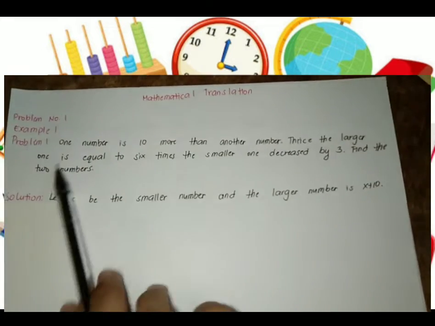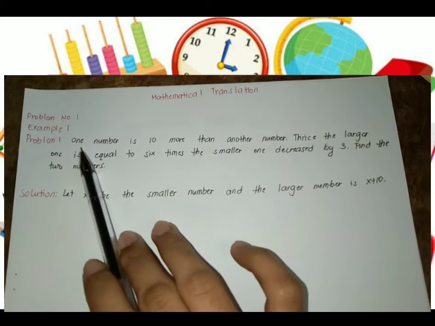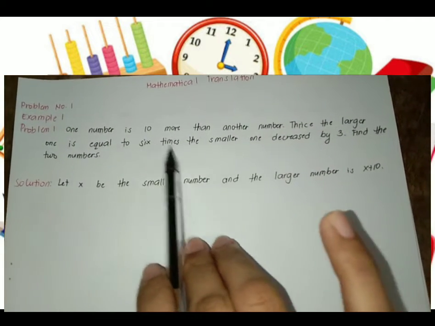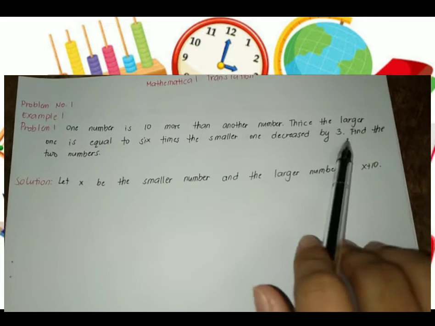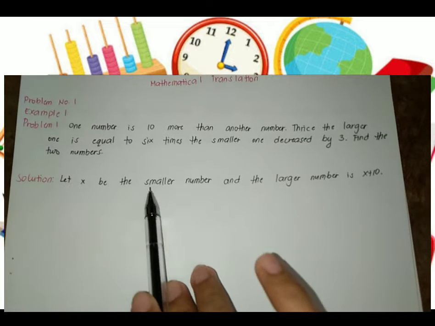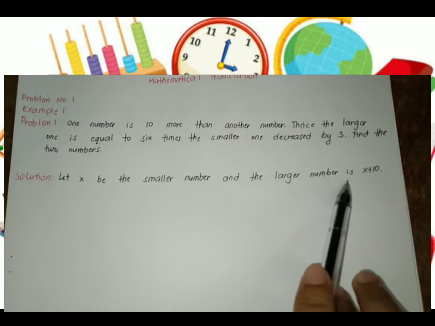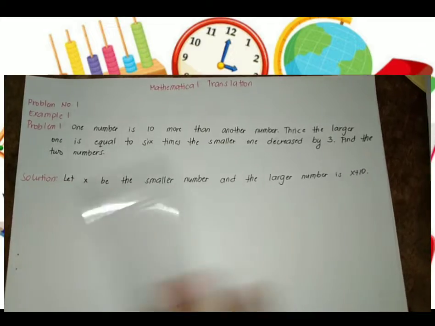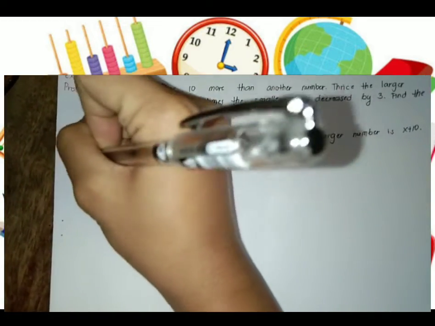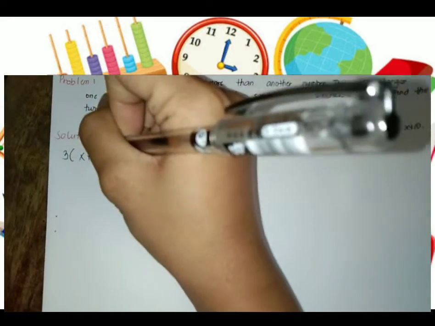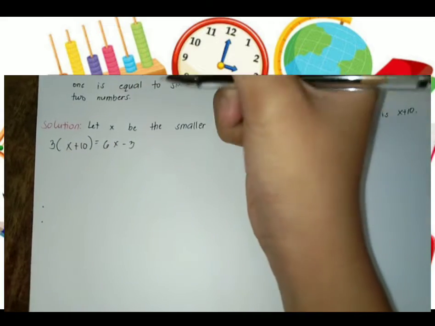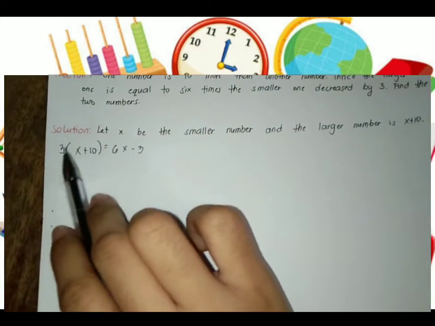Okay, so in problem number 1, one number is 10 more than another number. Thrice the larger one is equal to 6 times the smaller one decreased by 3. Find the two numbers. So the solution is, let x be the smaller number and the larger number is x plus 10. So 3 quantity x plus 10 equal to 6x minus 3.